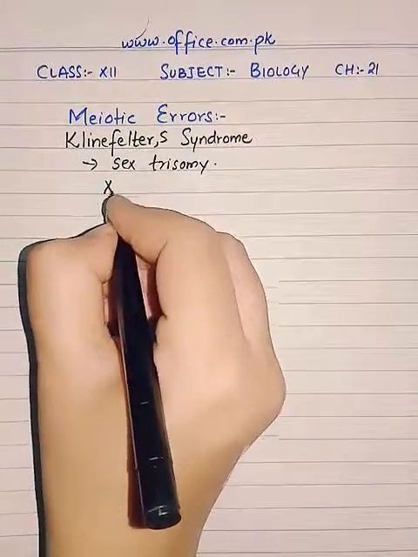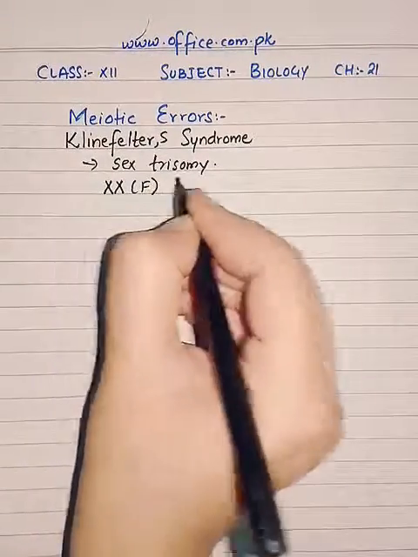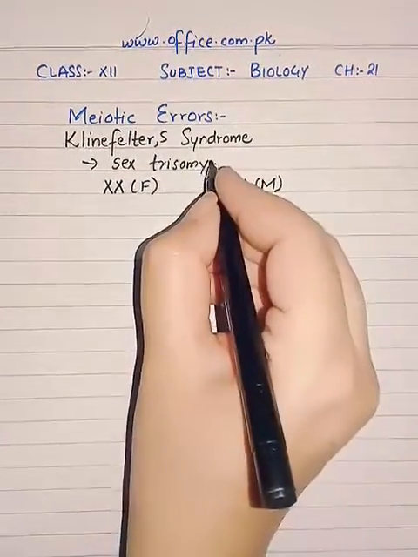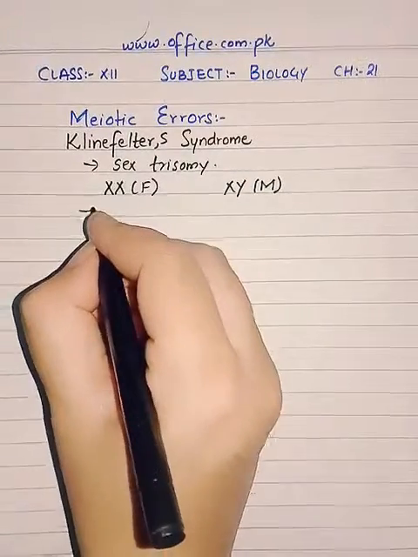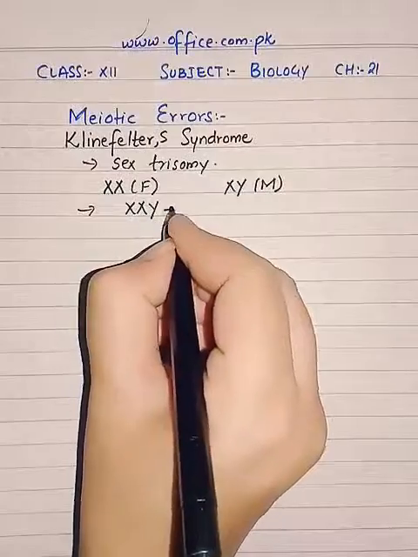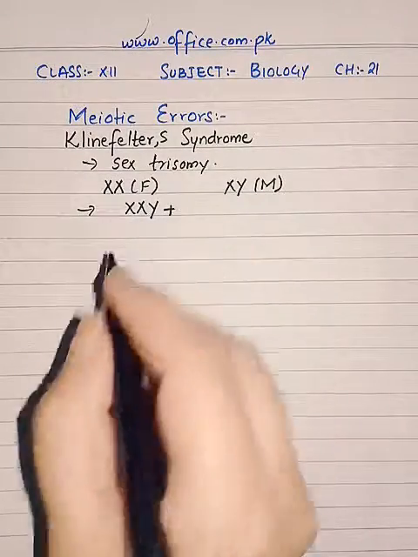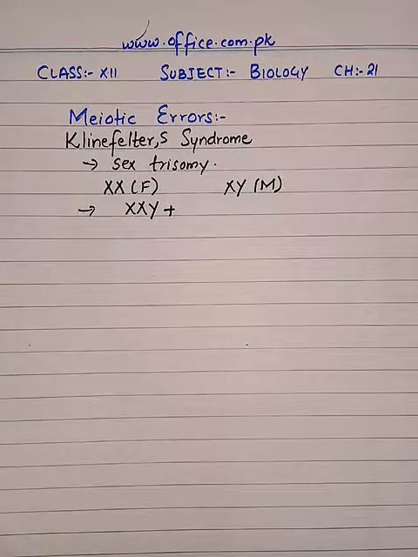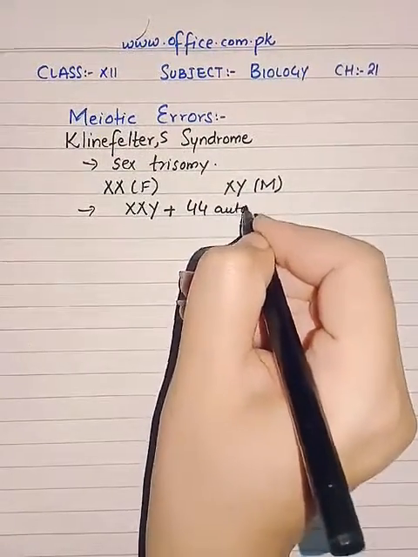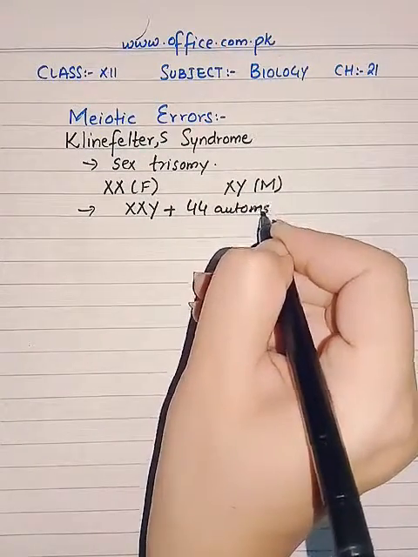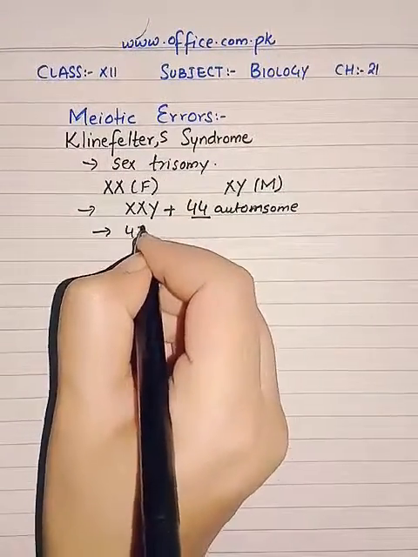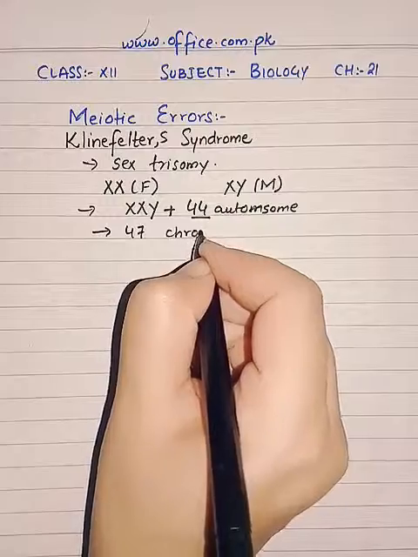Basically, the sex chromosomes are either XX in females or XY in males. But because of trisomy, there is an additional chromosome and it becomes XXY plus the other 44 autosomes. So 44 plus 3, they become 47 chromosomes.